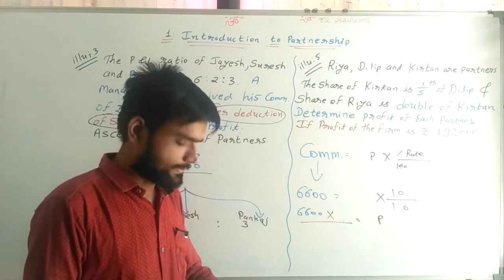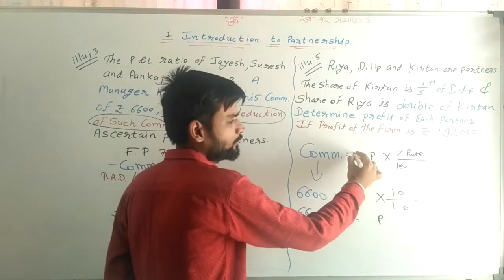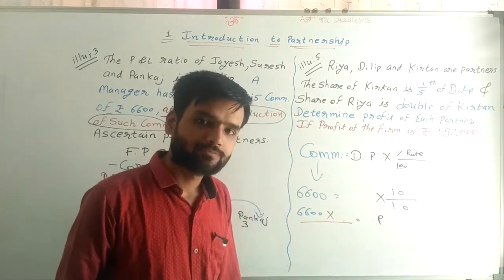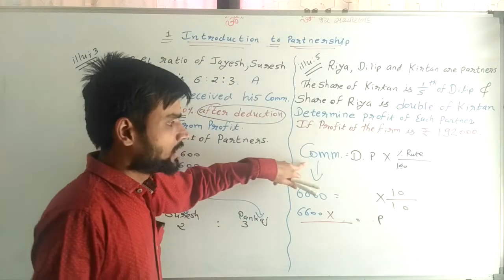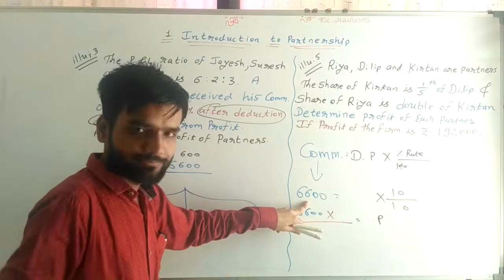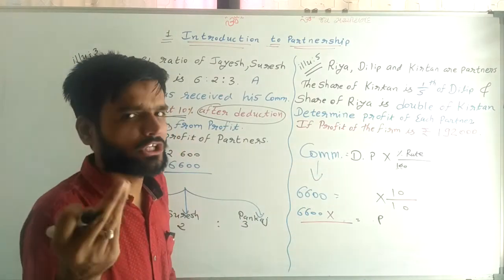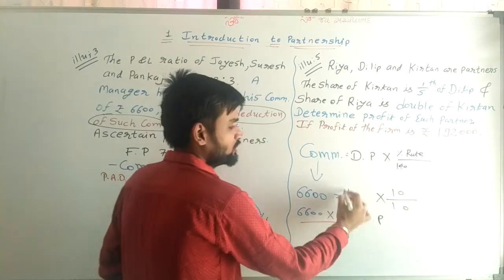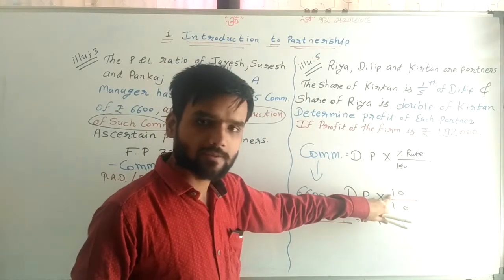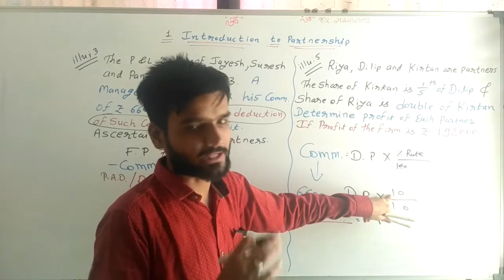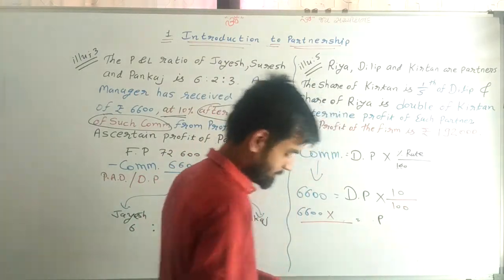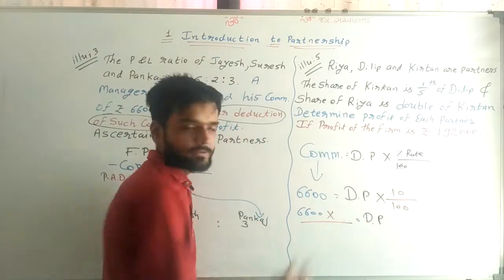Now what is my second formula? The second formula: commission is equal to divisible profit into percentage rate divided by 100 only. So first of all, replace the values. What is the amount of commission? So the commission is equal to 6600. Divisible profit, we don't know. We need to find the divisible profit. So write down divisible profit as it is, multiply with the rate, that is 10. Rate of commission is 10 and divided by 100 only. So divide by 100.